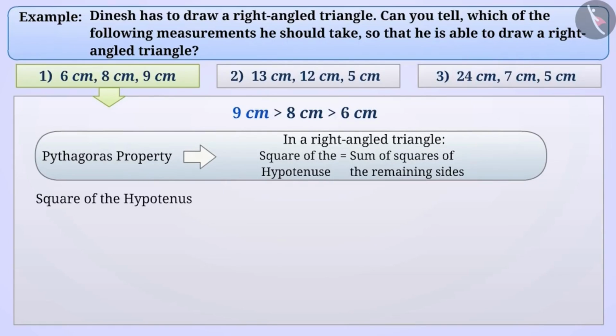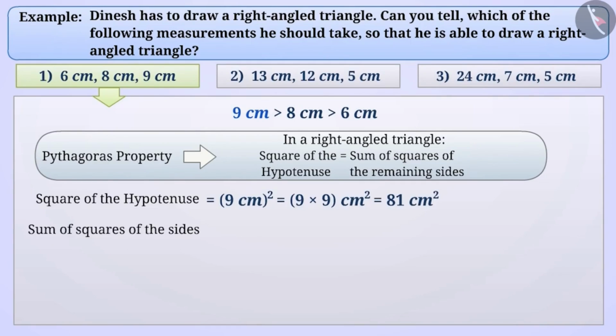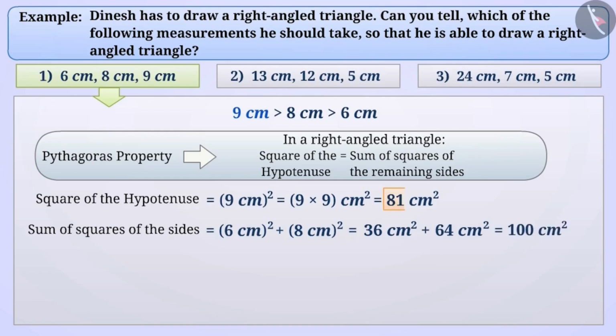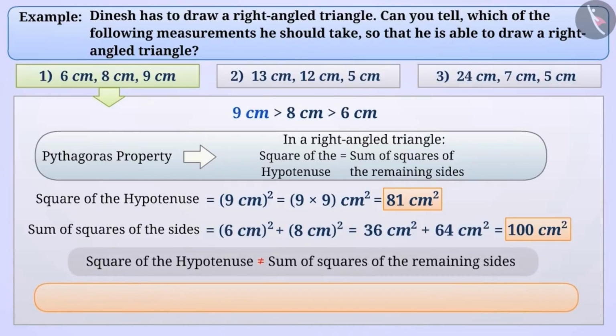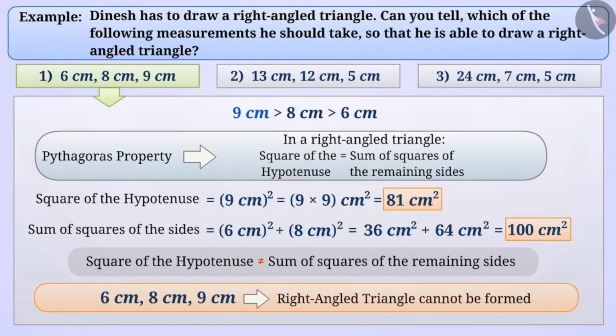Here, the square of the hypotenuse is equal to 9 cm square is equal to 9 multiplied by 9 cm square is equal to 81 cm square. And the sum of the squares of the sides is equal to 6 cm square plus 8 cm square is equal to 36 cm square plus 64 cm square is equal to 100 cm square. Here, since the square of the hypotenuse is not equal to the sum of the squares of the remaining sides, a right-angled triangle cannot be formed by the measures 6 cm, 8 cm and 9 cm.